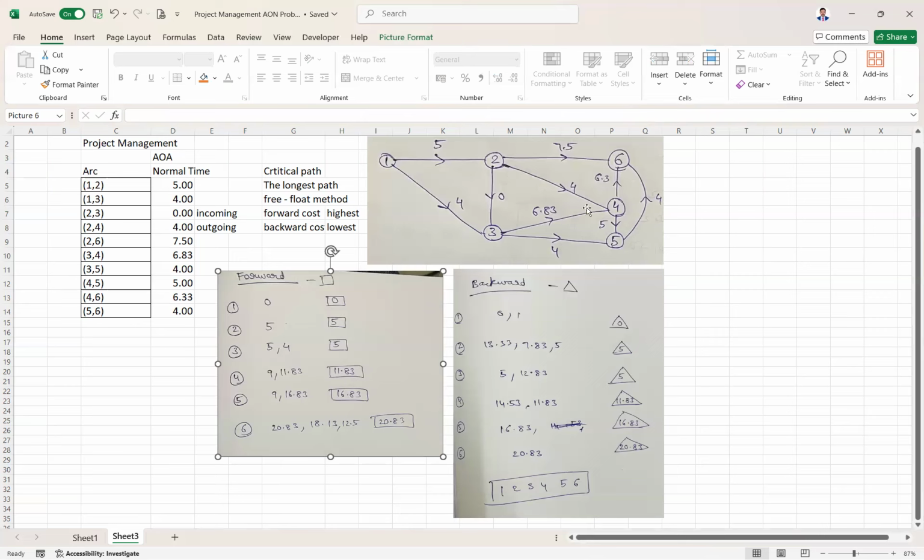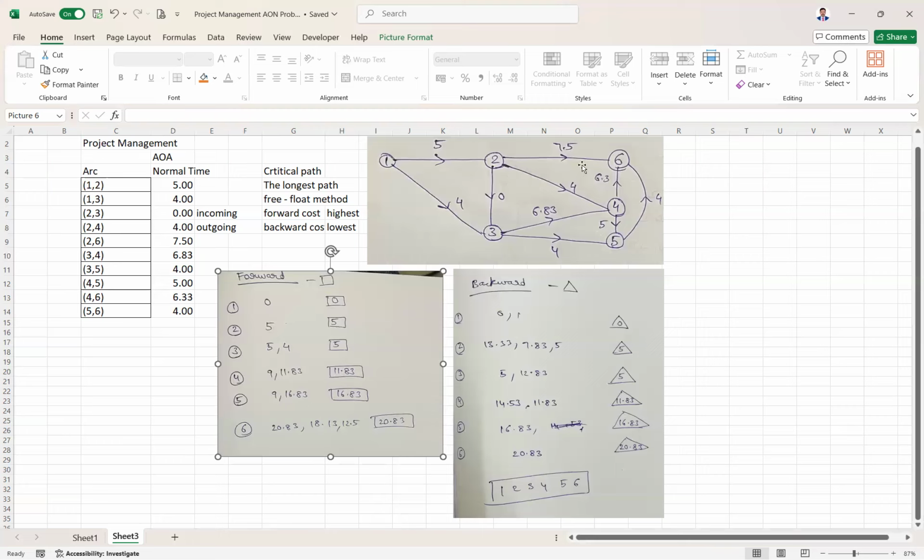When you're coming from 3, 4, 3's forward cost is 5. So 5 plus arc cost, which is 6.83, is 11.83. So out of these two, the highest, 11.83, becomes the forward cost for node 4. Then for node 5, there are two incoming arcs, 3, 5 and 4, 5. For 3, the forward cost is 5, 5 plus 4 is 9. For 4, the forward cost is 11.83 plus arc cost 5, becomes 16.83. 16.83 is the maximum, so it becomes your forward cost.